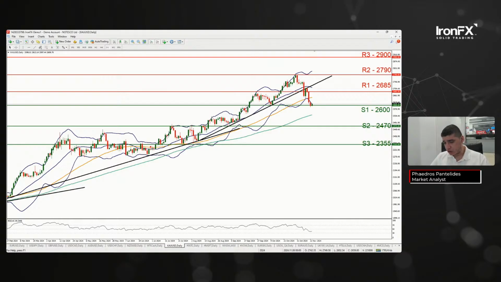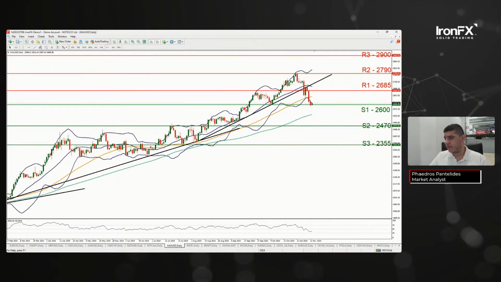But for our bearish outlook to continue, we would require a clear break below S1 at 2.6K. And then lower than that, we have 2,470 for S2. Lower than that, 2,355. Now, for a bullish outlook, it will have to break above R1, 2,685.